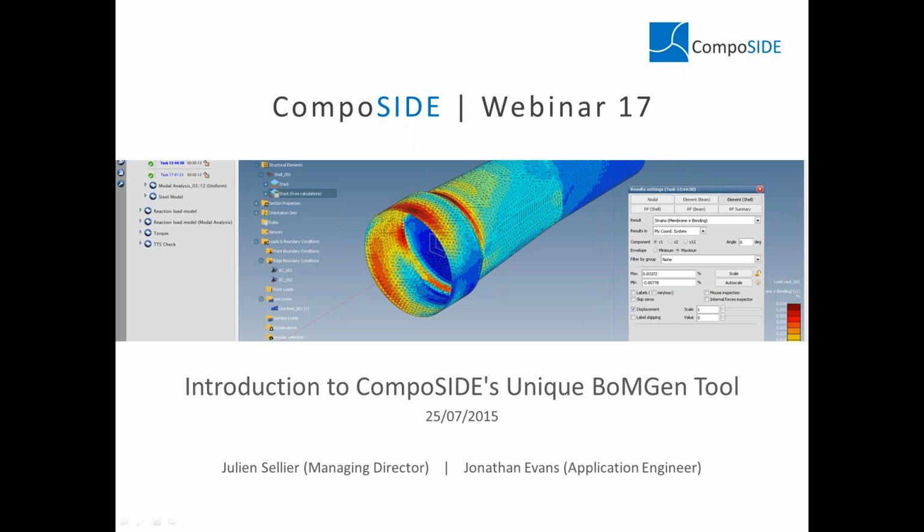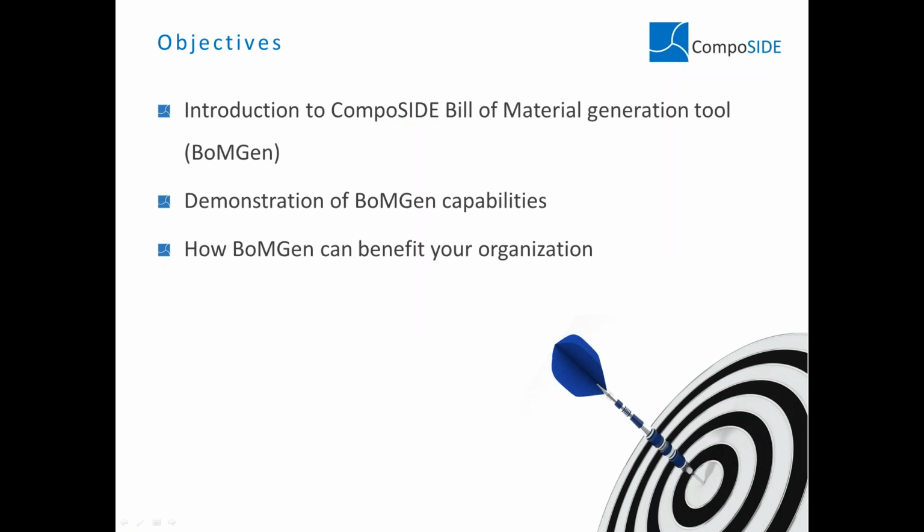Okay, so during this webinar, we'll have an introduction of the BomGen capability, the CompoSIDE bill of material generation tool. Then there'll be a demonstration showing the different ways you can build a bill of material, depending on whether you've got already an existing product, in which case there are some automated functions that help you to summarize the engineering work that you've performed, and to summarize it for other parties in your organization or customers or suppliers.